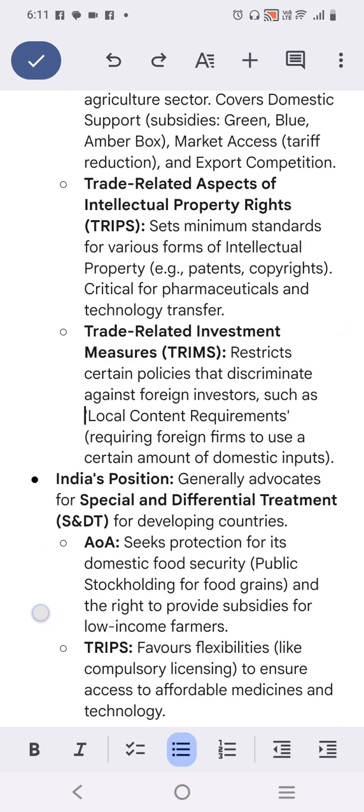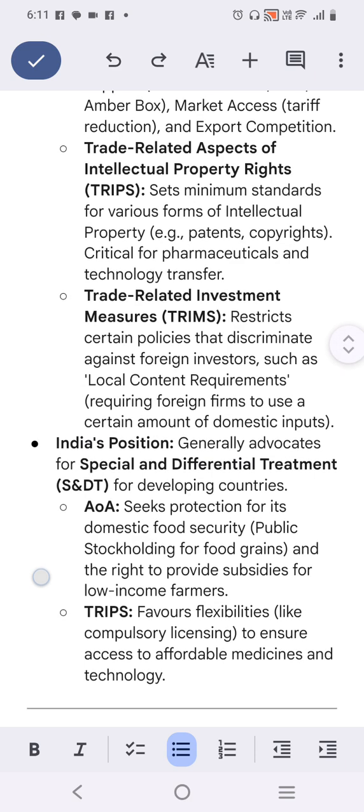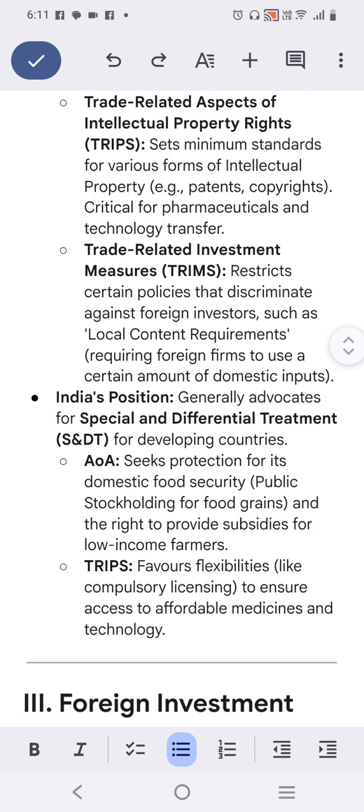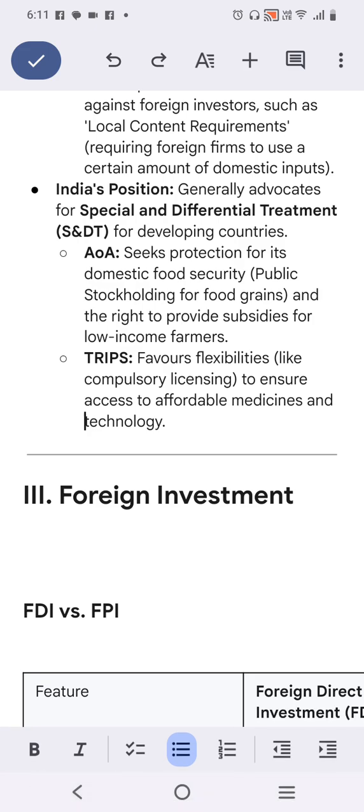India's position generally advocates for special and differential treatment for developing countries. It seeks protection for its domestic food security, public stockholding for food grains, and the right to provide subsidies for low-income farmers. Then comes TRIPS, which favors flexibilities like compulsory licensing to ensure access to affordable medicines and technology.